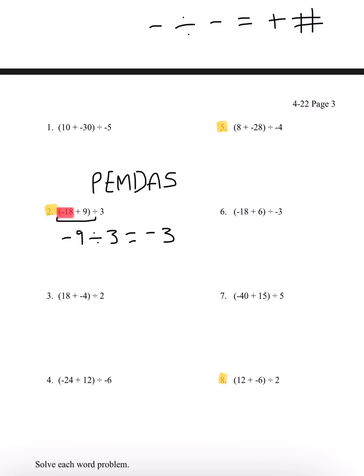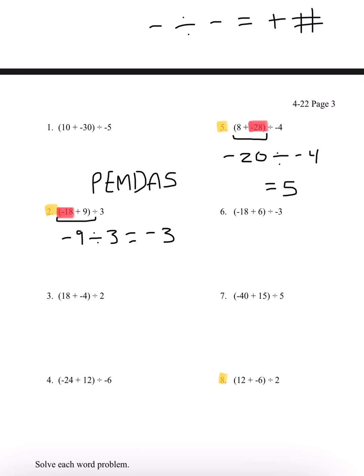Number 5, we have 8 plus negative 28 divided by negative 4. Negative 4, sorry. We're going to first do the one in the parentheses. 28 minus 8 is 20, but 28 is our bigger number and it's a negative. So our answer is negative 20 divided by negative 4. When we divide two negative numbers, it becomes a positive number. So 20 divided by 4 is just positive 5.